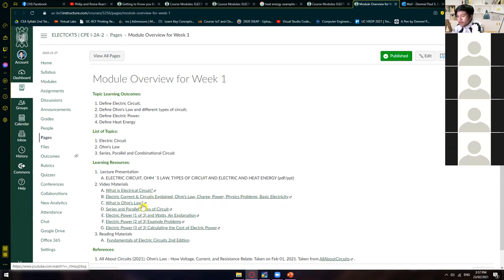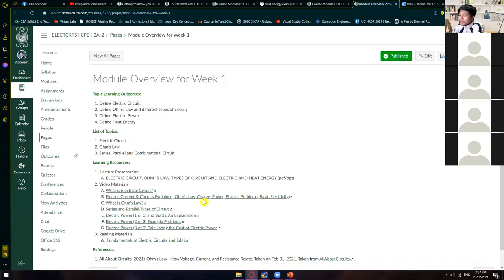So this one is quite complete, but only the basics. And then here is more information when it comes to Ohm's law. And then here are other links when it comes to series and parallel types of circuit. And then lastly is for the power. So we have here part one, part two, to part three.